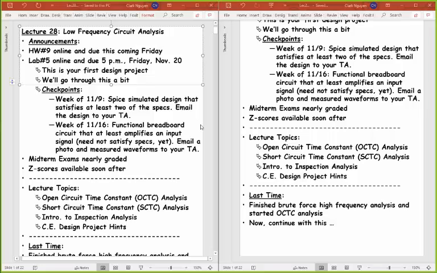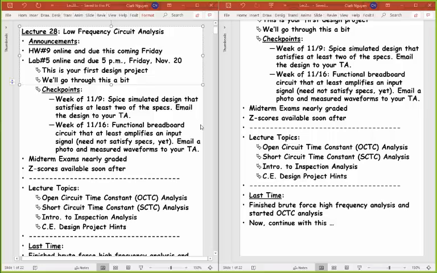To make sure that you're on the ball for this, that you don't fall behind, we're going to have checkpoints. The week of 11/9, which is next week, we're going to ask you to have a SPICE simulated design that satisfies at least 2 of the specs in the design, and I'll show you in just a sec what those specs are. You have to email this to your TA before your lab section. Then the week of 11/16, which is 2 weeks from now, we want to see you with a functional breadboard circuit that at least amplifies an input signal. It doesn't need to satisfy all the specs yet, but at least it's functional.